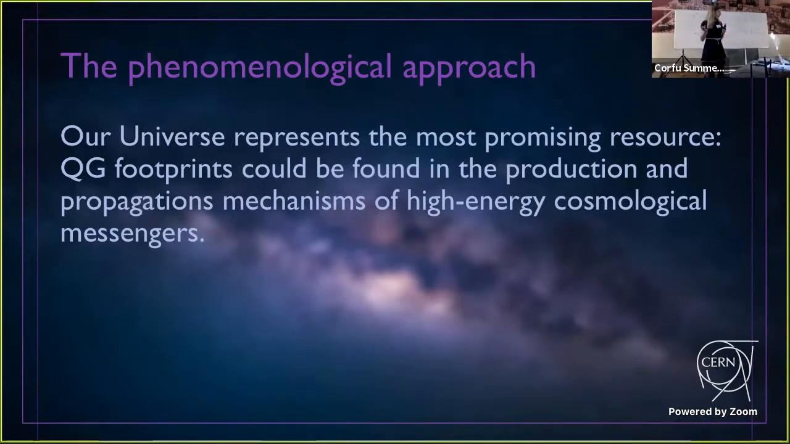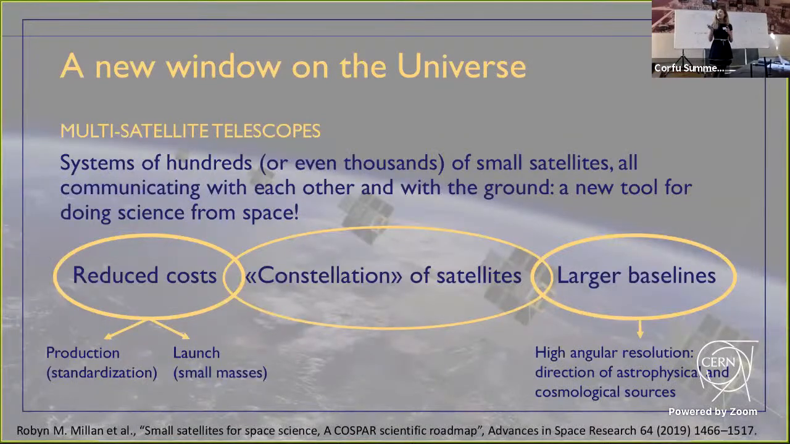In this perspective, an important chance will be offered by the recently proposed technology of multi-satellite telescopes, which are systems of hundreds or possibly even thousands of small satellites in orbit around Earth, all communicating with each other and with the ground itself. So they represent a completely new tool for doing space science directly from space.